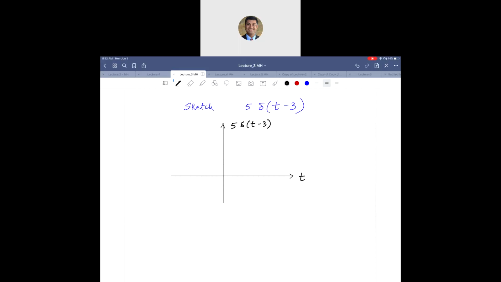It is going to be located at what time? The impulse is going to be located at 3, pointing up with a weight of 5. So at 3, with a weight of 5. So that means that the impulse is going to infinity, the height is infinity. However, the area under that impulse is 5. So that's what we write explicitly. And at all the other times, it is 0, of course. Let me draw it a little bit bigger.